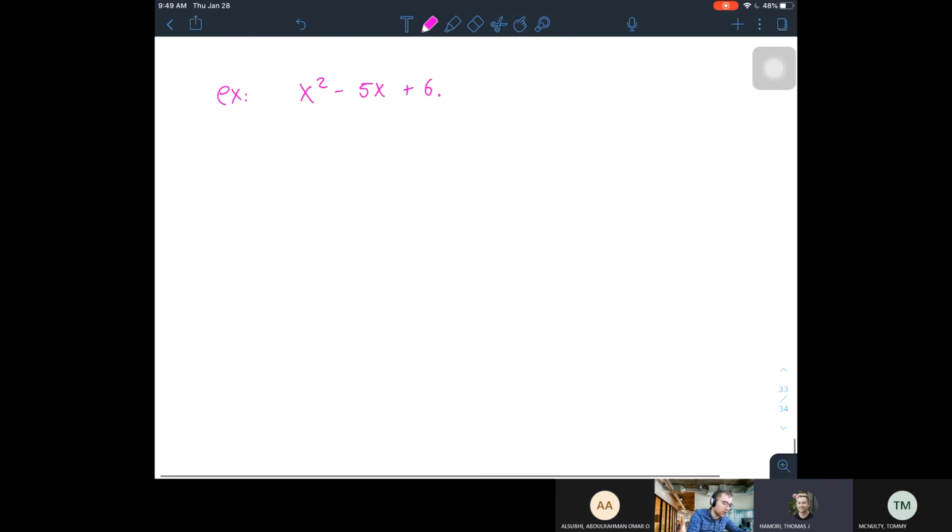So let's try this one here. If we want to find the zeros of this, we would set this equal to 0. Do you want to try using factoring or the quadratic formula? If we use factoring, it will be x equal to either 2 or 3.